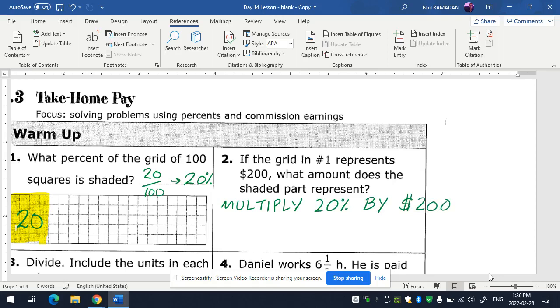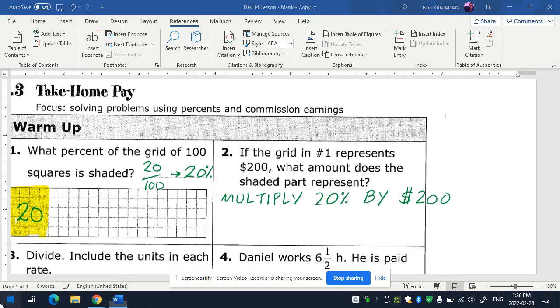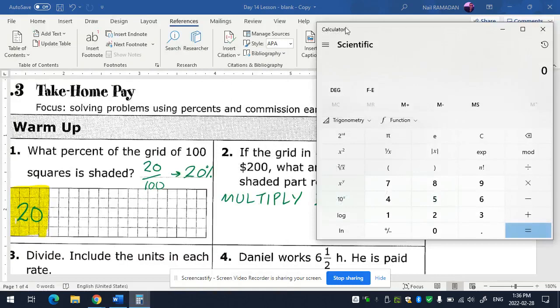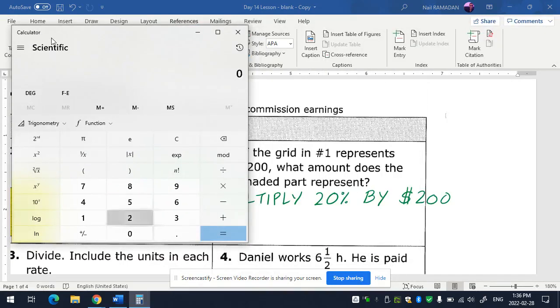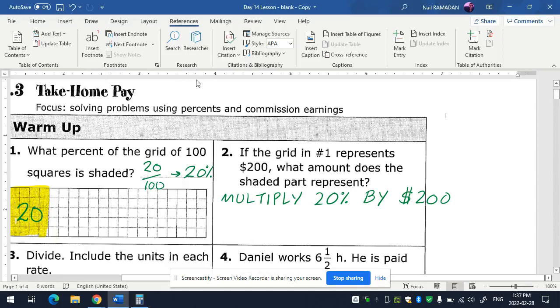You can't use it as a percent. You have to use it as a decimal. Well, guess what? 20% is 0.20. You can always just get the calculator up and say 20 divided by 100, 0.2. But please make it 0.20, because then you know it's legit 20%. So 0.20 times 200, that's equal to how much?